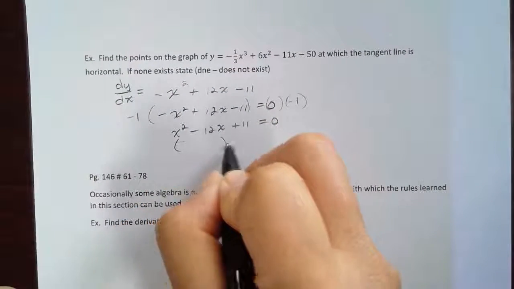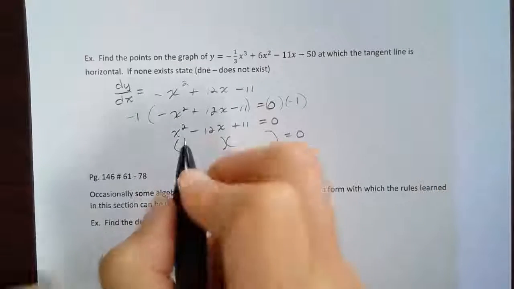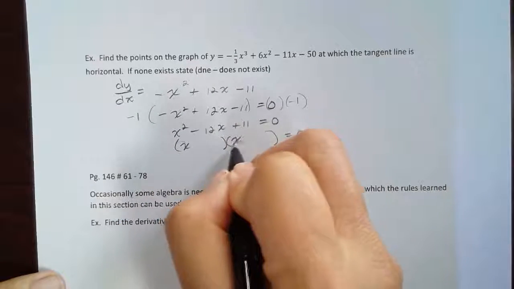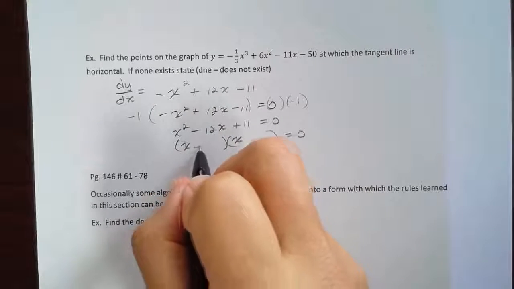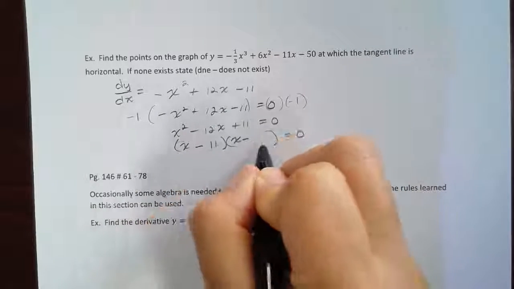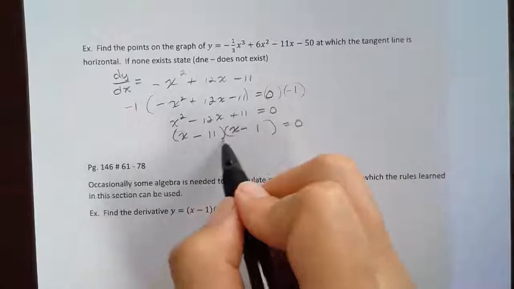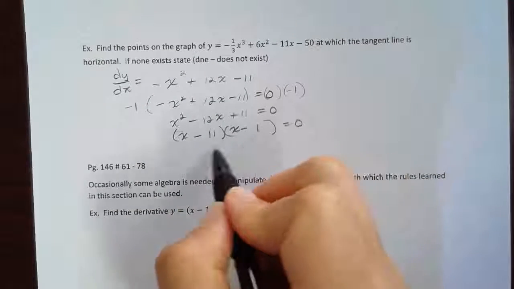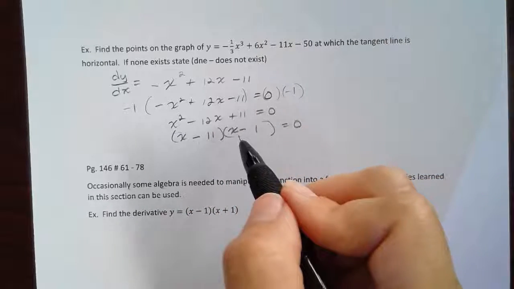Let's factor. Leading term is x squared, so that means first terms in parentheses are x and x. Last term is plus 11, so same sign. Middle term's negative, so both negative. Only factors of 11 are 11 and 1, so if 11 and 1 do not work, this is prime. Let's check our inners and outers. Inners are negative 11. Outers are negative 1. Negative 11 plus negative 1 is negative 12, so we're good.